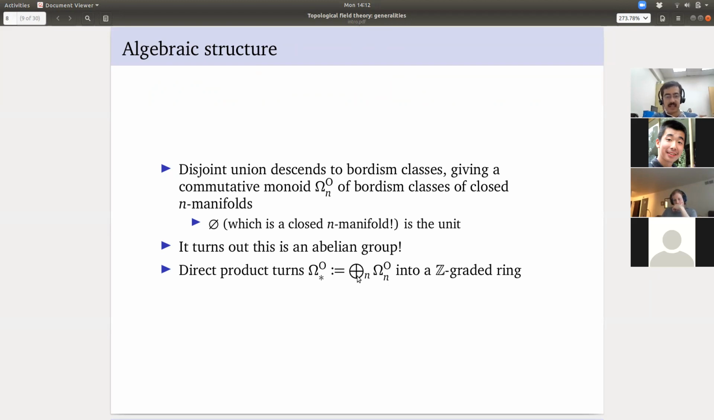But this was sort of a classic problem that people were concerned about back in the 40s and 50s: what is this Bordism ring? What other variations can we do with this? Before I go on, any questions?